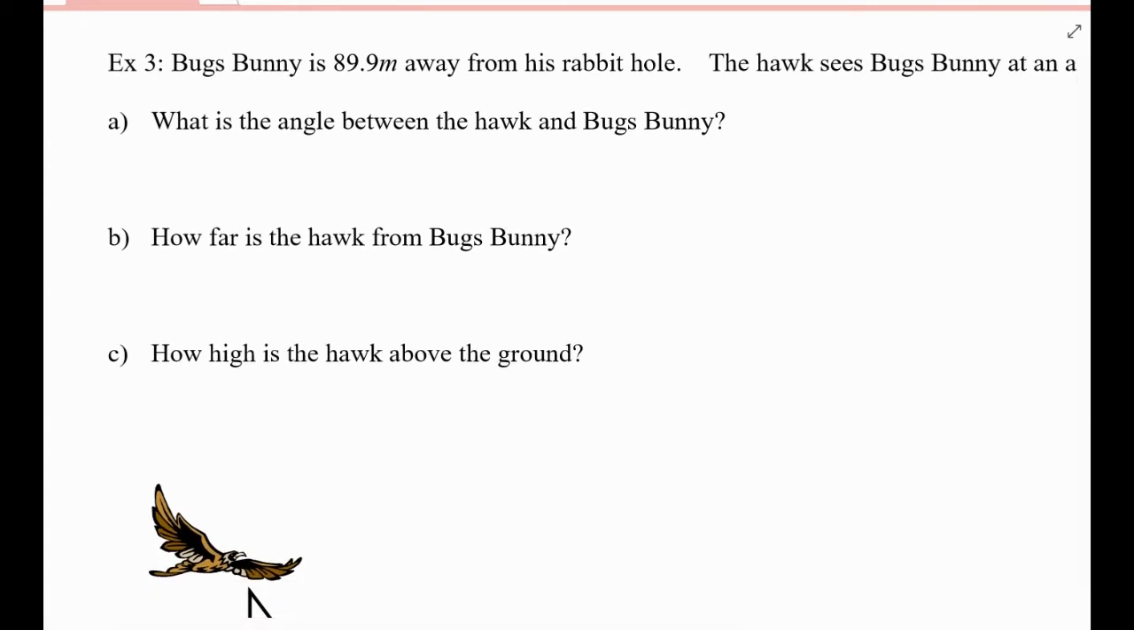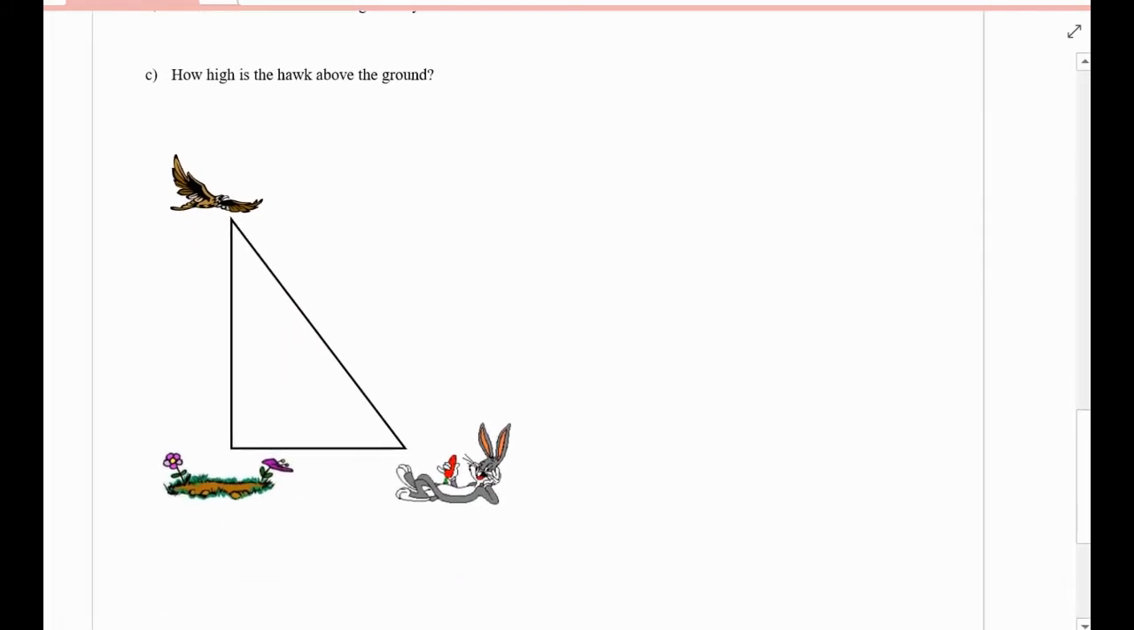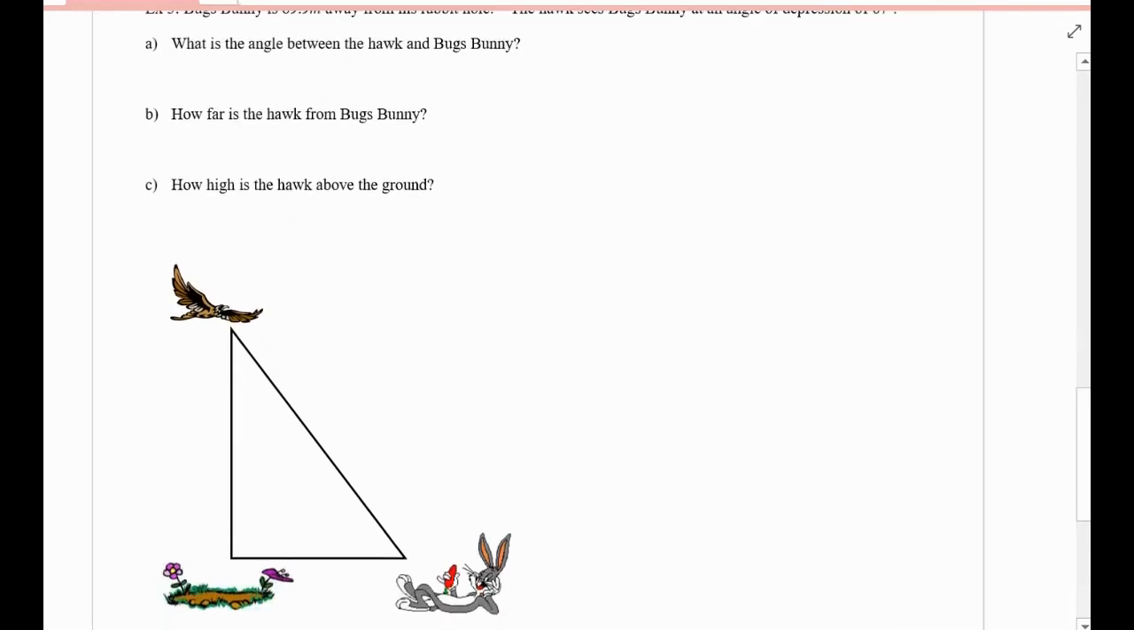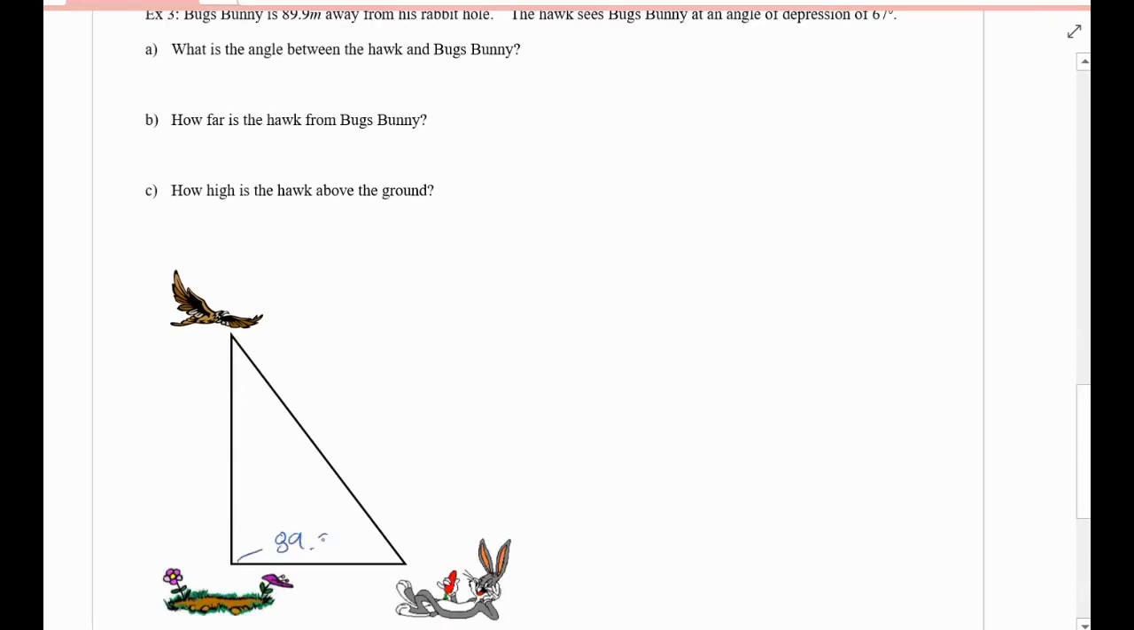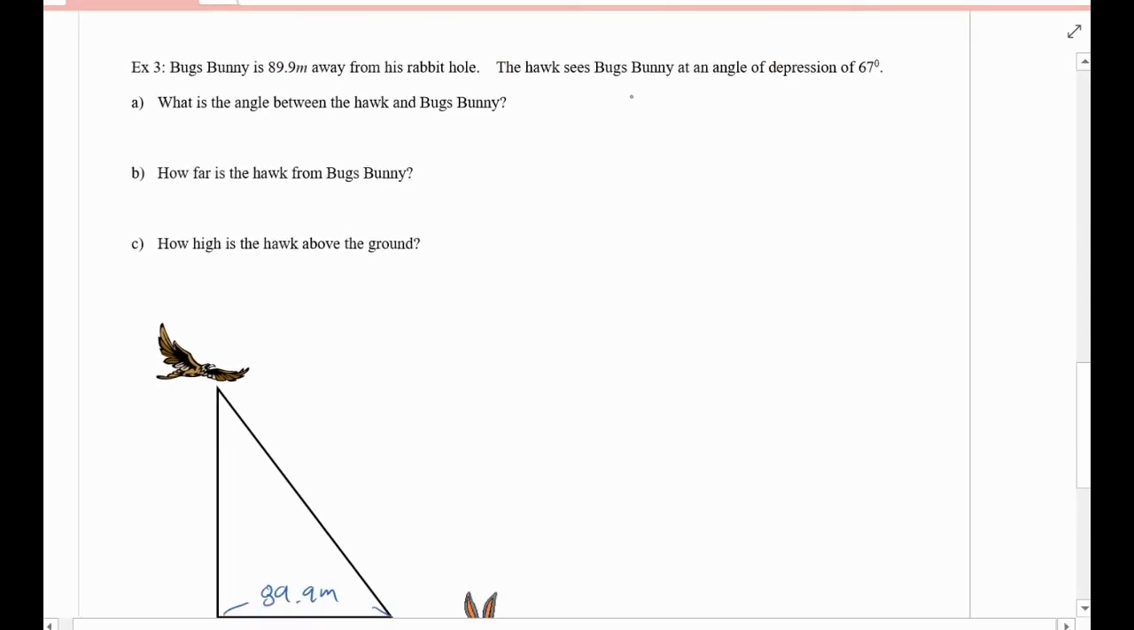Bugs Bunny is 89.9 meters away from his rabbit hole. Here's a rabbit hole, and here's Bugs Bunny. This is 89.9. And the hog sees Bugs Bunny at an angle of depression. As I said, angle of depression starts at a horizontal line. Some students think this is the angle of depression. It's not actually true. It always starts from a horizontal line, and the depression is 67 degrees.